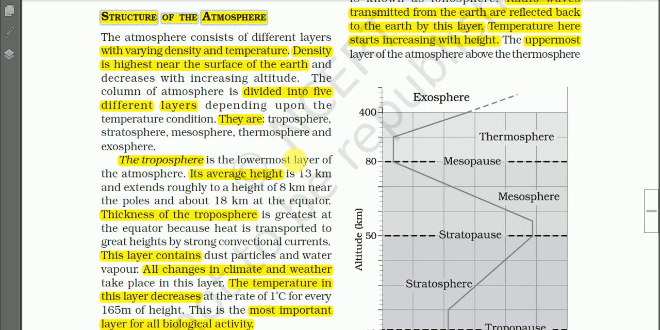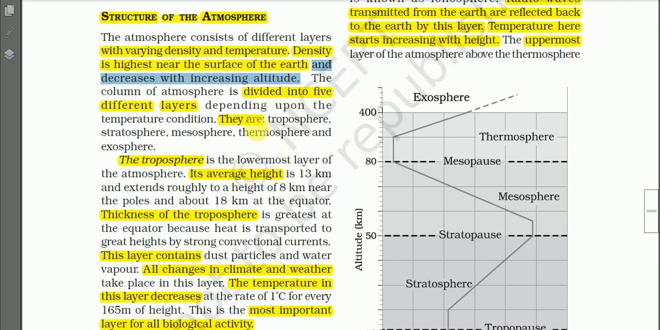Structure of the Ionosphere. That means the different layers of the Ionosphere. Now let us read. The Ionosphere consists of different layers with varying density and temperature. Density is the highest near the surface of the earth and decreases with increasing altitude. Near the surface of the earth, the density of the air is the highest and it decreases with increasing height.